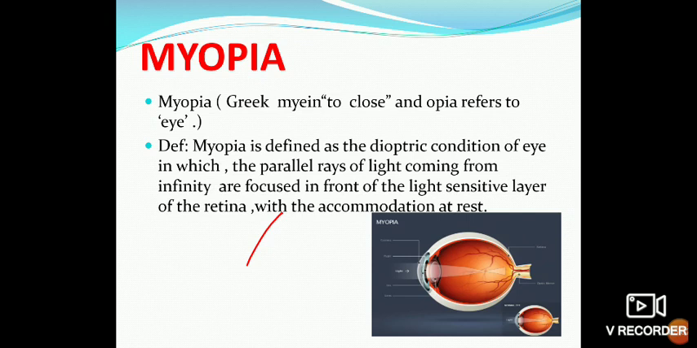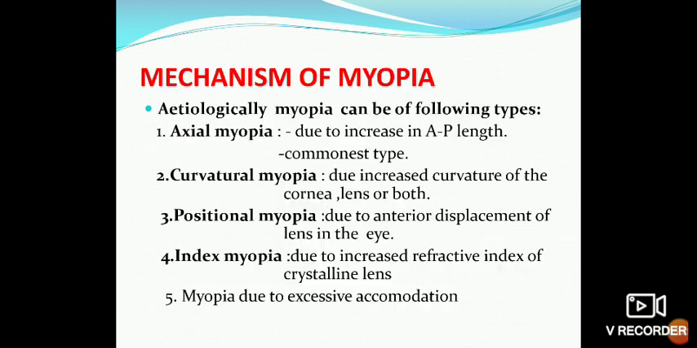It is defined as the dioptric condition of the eye in which the parallel rays of light coming from infinity are focused in front of the light sensitive layer of the retina with the accommodation at rest. Okay, so this definition you have to remember. Light rays are focused in front of the retina. Okay, so how does this occur?